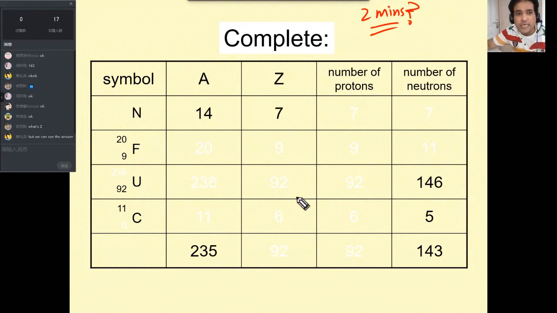Oh, you can see the answer. No worries, no worries. Just imagine you cannot see. I just need to change the color actually, but it's okay. If you get the same answer like this, it's fine. I forgot to change the color, so no problem.